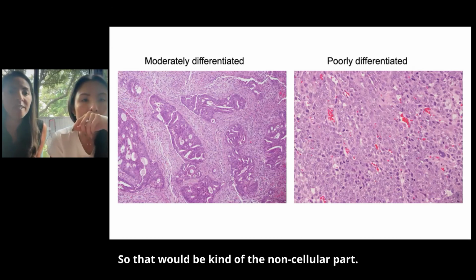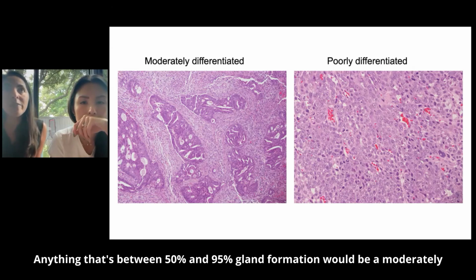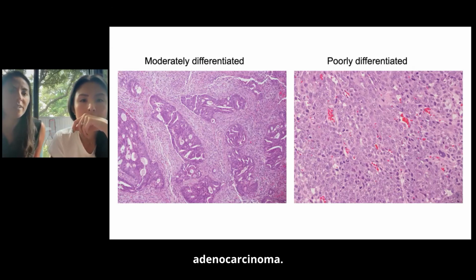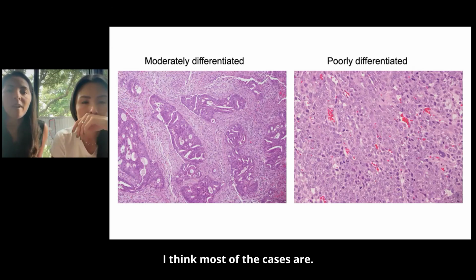The white part would be the non-cellular part. So here we're having this gland formation. Anything that's between 50 and 95% gland formation would be a moderately differentiated adenocarcinoma, which happens to be, I think, most of the cases.